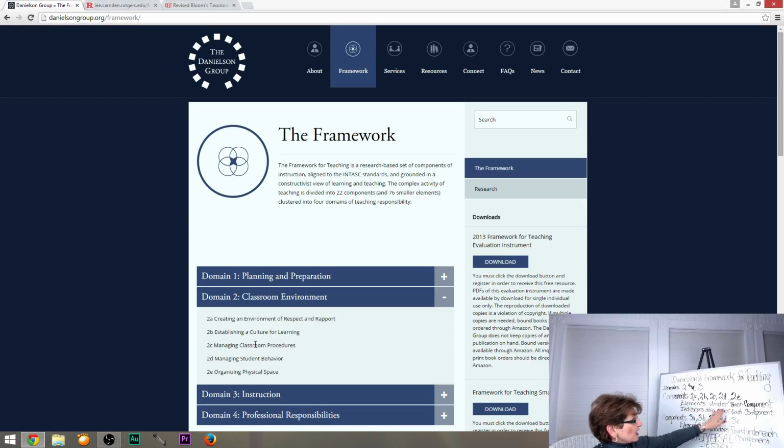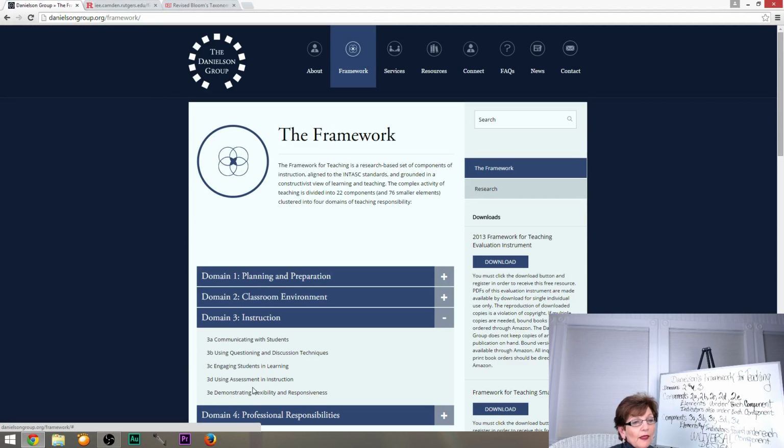have elements under them that give you a better picture of what's expected of you when we come in and watch you in the classroom and evaluate you, or when you complete a video of your teaching and have to submit it to someone. And the indicators also under each component. They're there. Now, I'm going to go to domain 3. This is the biggest one. Look at this. 3B. Using questioning and discussion techniques. Let me flip to 3B.